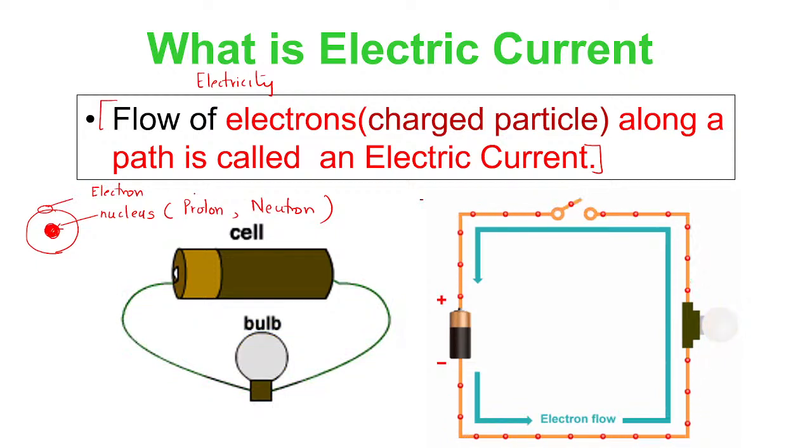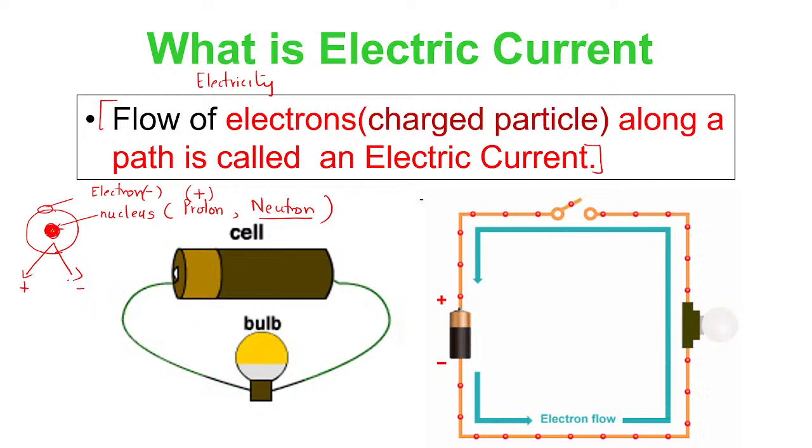What are protons? Positively charged particles. What are electrons? Negatively charged particles. Whereas neutrons are neutral particles. These are three subatomic particles. Now, since there are two types of charges already present in the atom, what are those two charges? One is positive charge, the other one is negative charge.